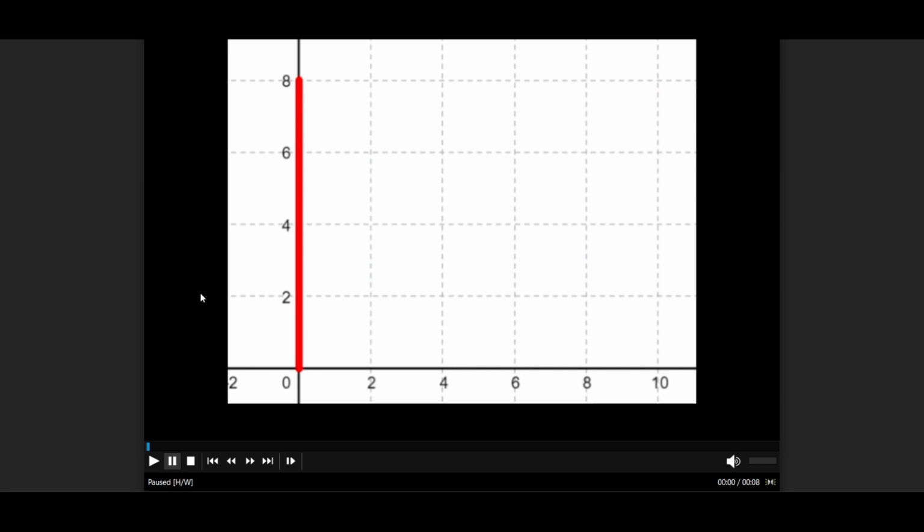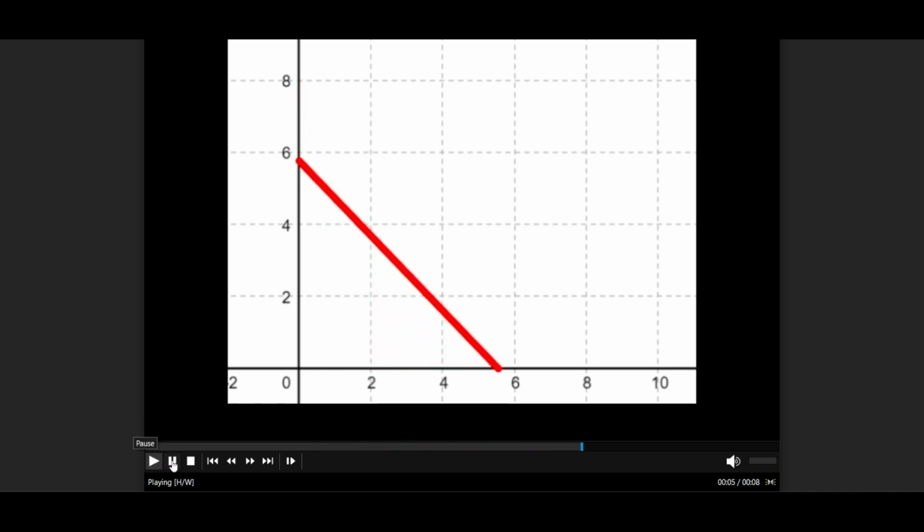Okay, so now we're going to see this animation. Assume the left side to be the wall and the lower side to be the ground. I'm going to play this animation and see what happens. So this is how the ladder or the plank is actually sliding down. I'm going to pause at this point.